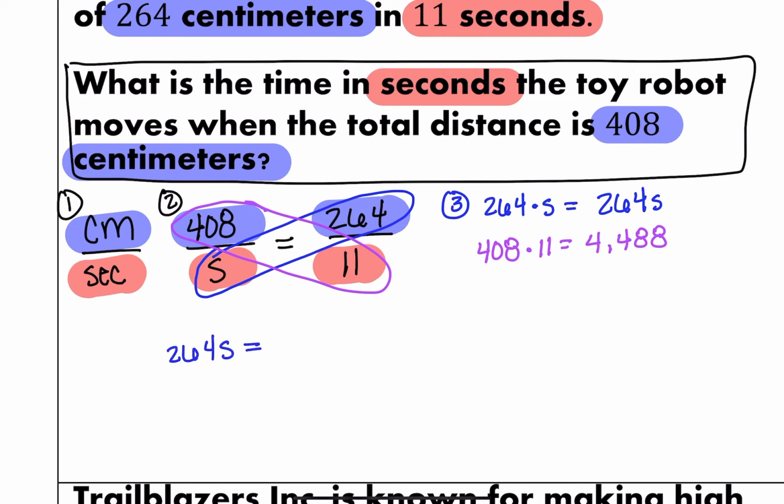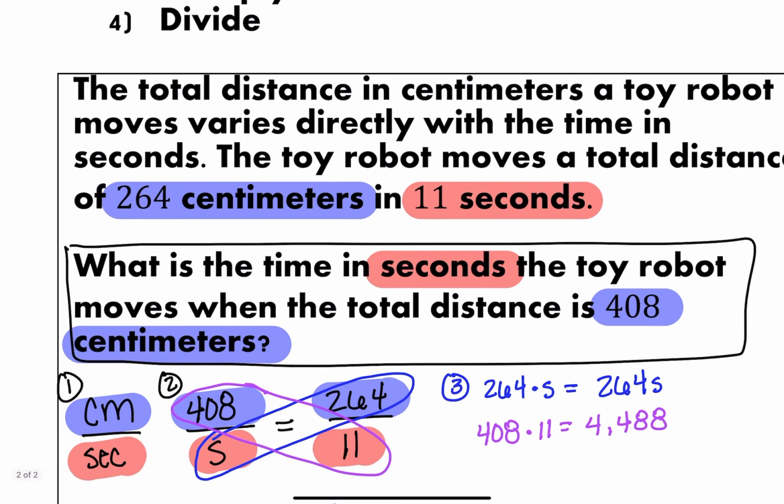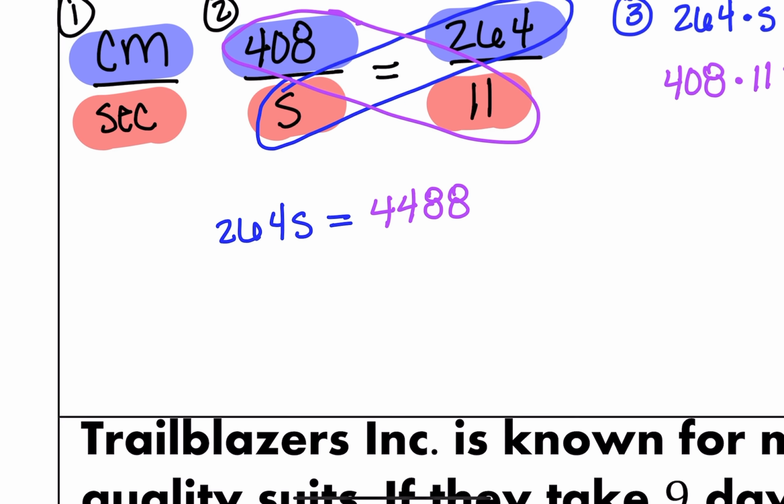So now I'm going to go ahead and set this up. 264S is equal to 4,488. Now, that was step 3. Step 4 is going to be to divide. The reason we're dividing is because anytime you have a number in front of your variable, that means you are multiplying. Well, when we're trying to isolate our variable, or get the variable by itself, we do the inverse. The inverse of multiplication is division. 264, we're going to divide it.